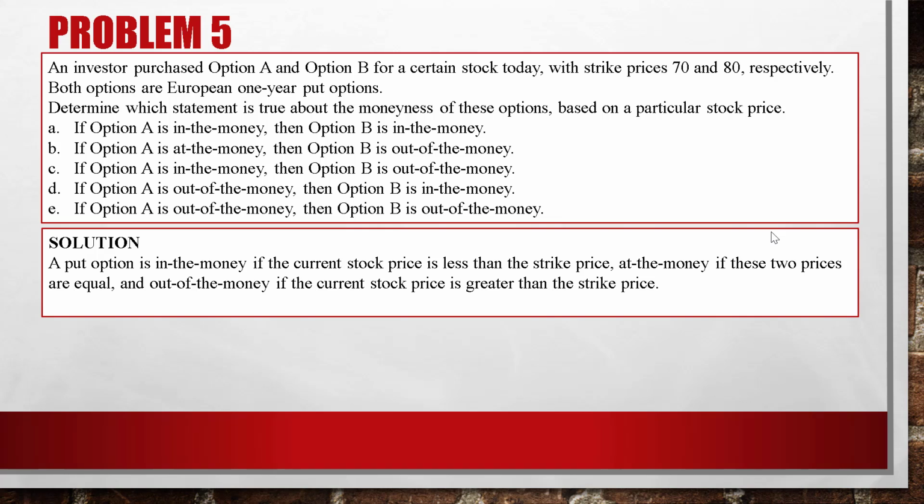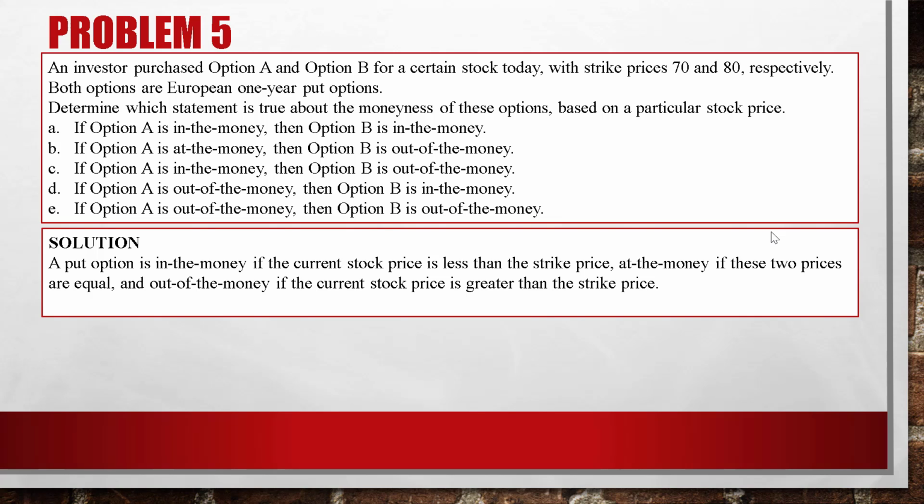Look at A. If option A is in the money, that means the stock price should be less than 70. And another thing we have to pay attention to here is both option A and B are put options purchased at the same time, so they should have the same stock price. Now option A has strike 70. If option A is in the money, that means the stock price is less than 70, leading to the stock price also being less than 80, which means option B is also in the money. So A is the correct statement.